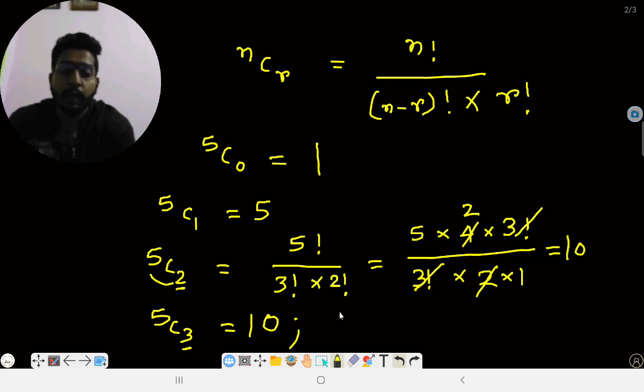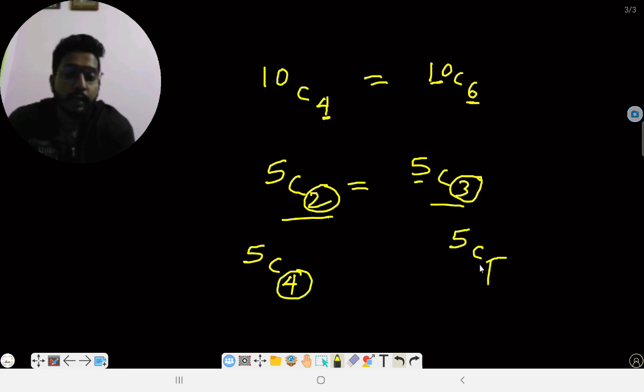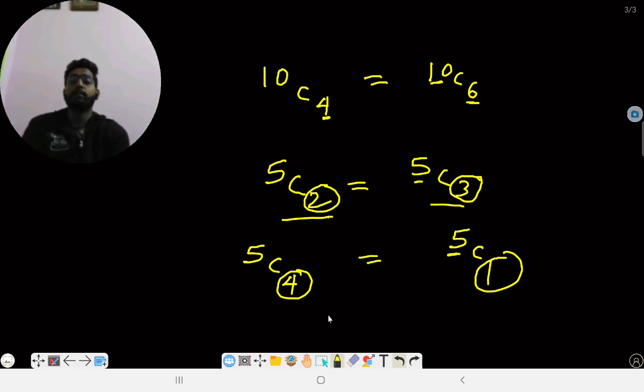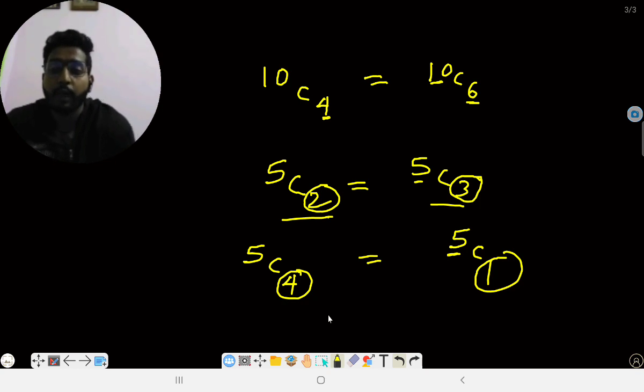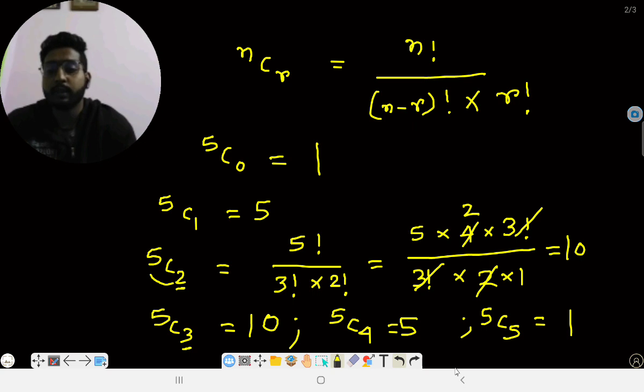Now next one is 5c4. So what will be the value of 5c4? Again same thing. Look at here, 5c4 and 5c1 both will be same because we can see 4 and here it is 1. 4 plus 1 is 5. That means 5c4 and 5c1 have the same value, and we know the value of 5c1 is 5. So 5c4 will also be 5. Done. And next 5c5. What will be the value of 5c5? Because if both are same, nCn, then the value will be 1. So those are the values.